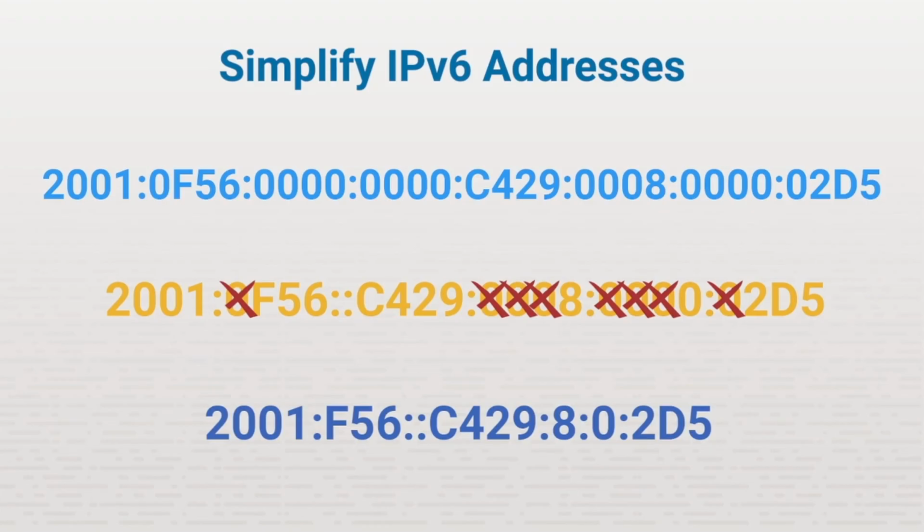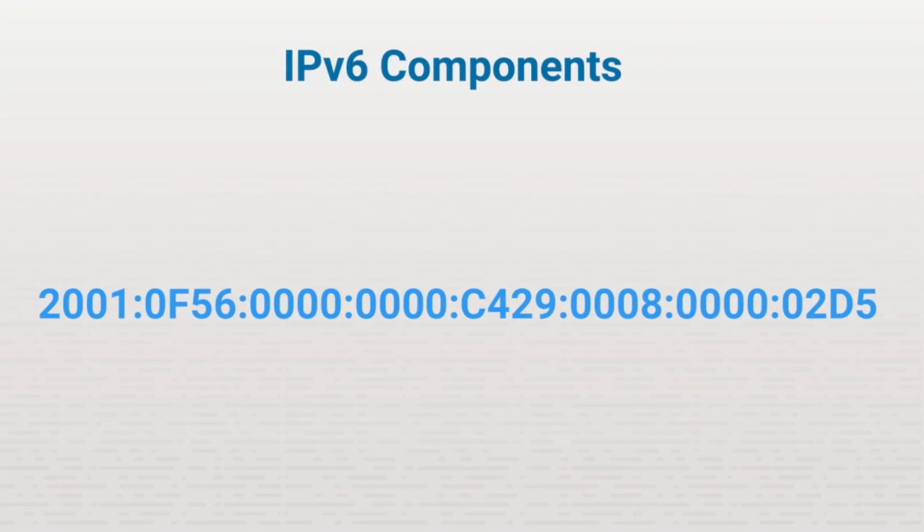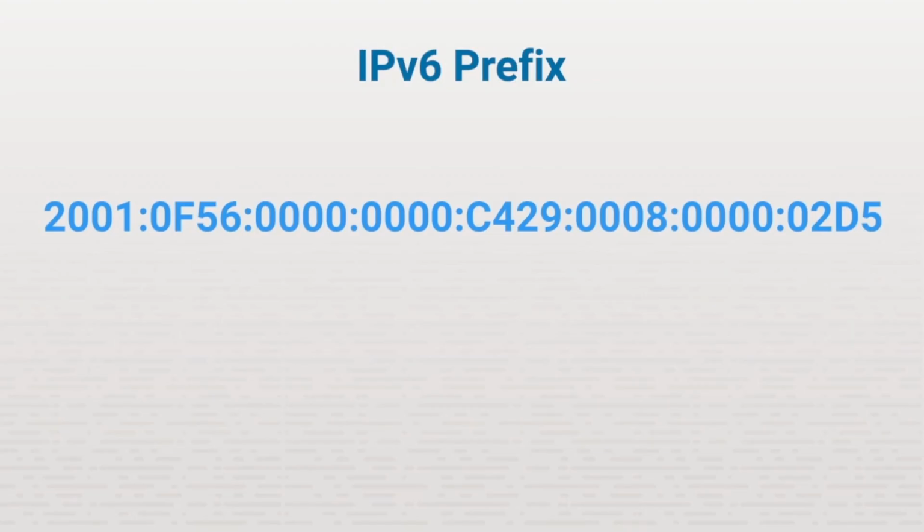Now that you know how to simplify an IPv6 address, let's look at the different parts that make up this addressing standard. An IPv6 address is divided into 2 parts right down the middle. The left part is known as the prefix, while the right part is the interface ID, also known as a token. The prefix can be compared to the network ID in an IPv4 address, while the interface ID is comparable to the host ID. The prefix can be broken down into different components as well.